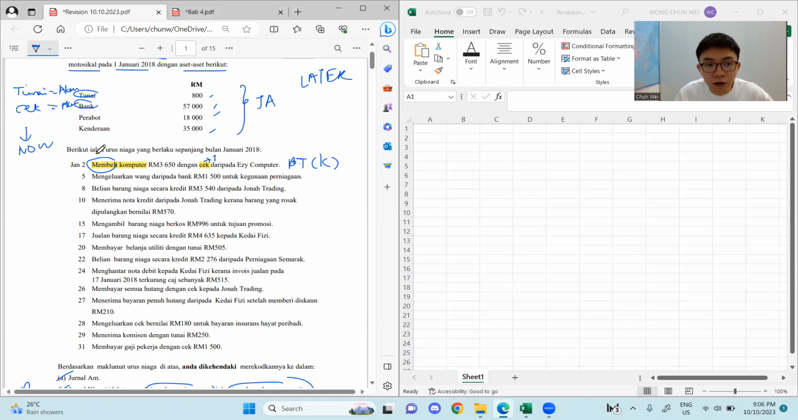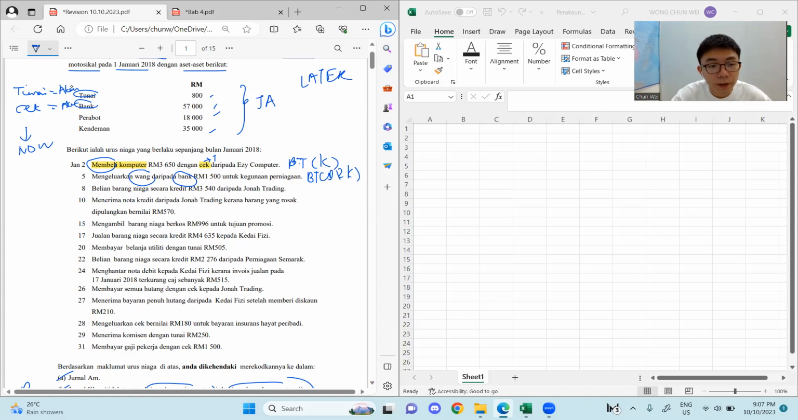All right, now number five. You keluarkan wang daripada bank untuk kegunaan perniagaan. Here, you kaitan dengan wang and bank. So this is recorded in your buku tunai as well. This will be on the debit and credit side. You will understand later, I will explain to you.